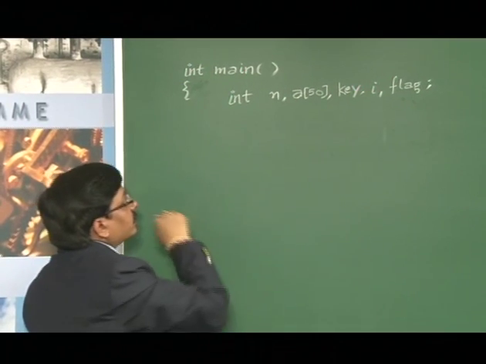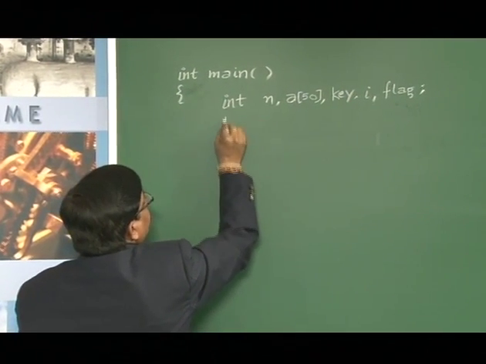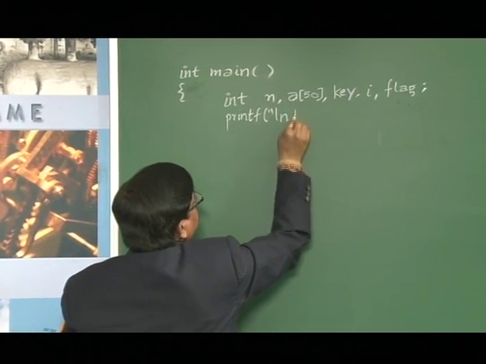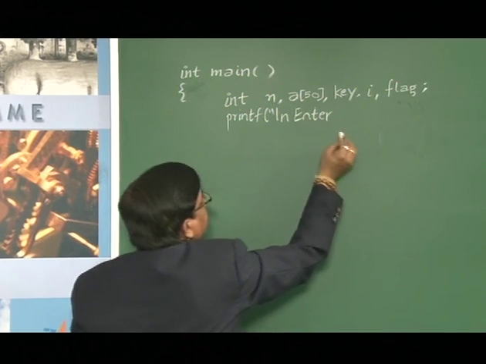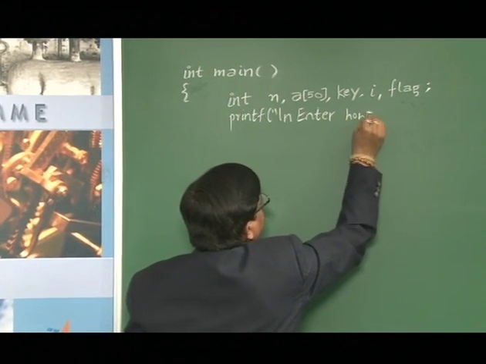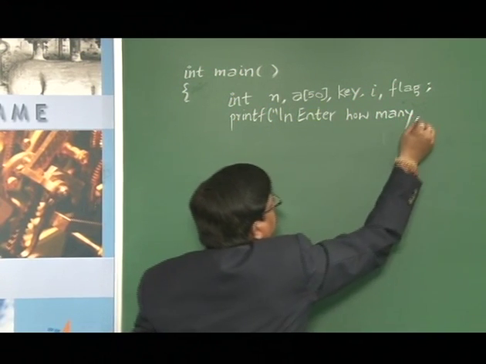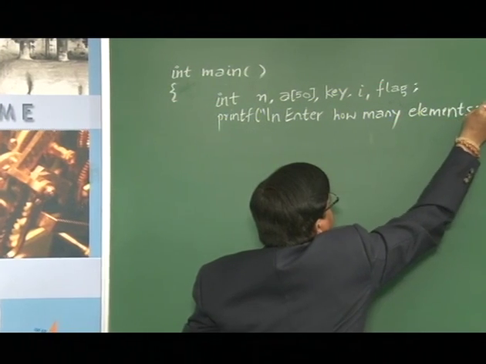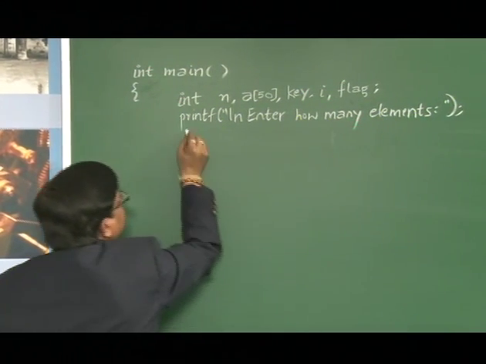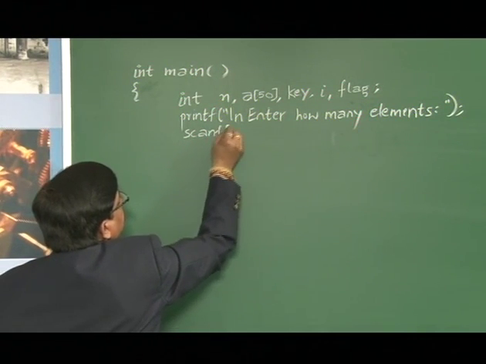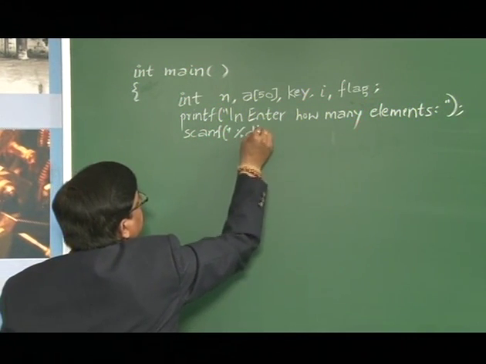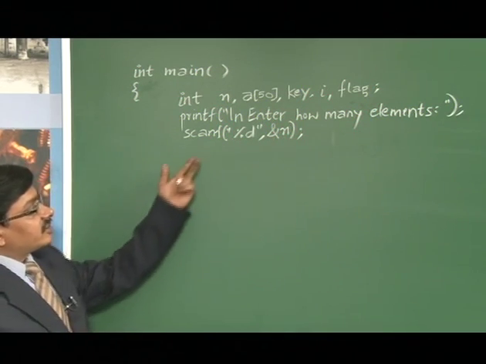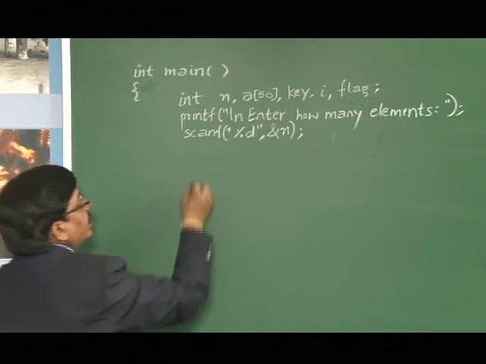Then after that, I am supposed to read the value of n. So here I can say printf enter how many elements. I am supposed to read all those elements. So this is the statement where I am reading the number of elements. Now I am supposed to read all the n integer elements into an array.